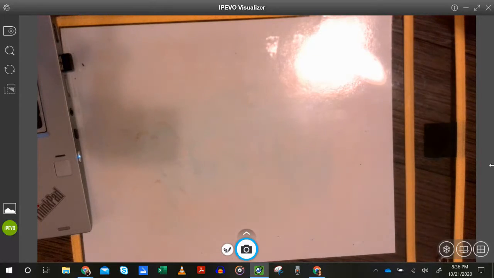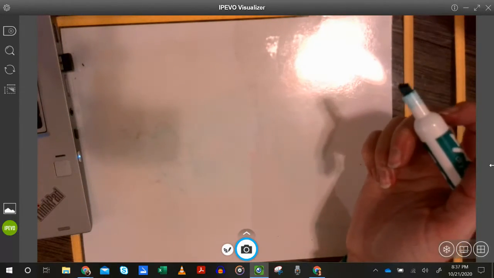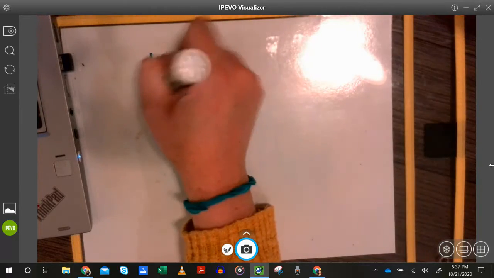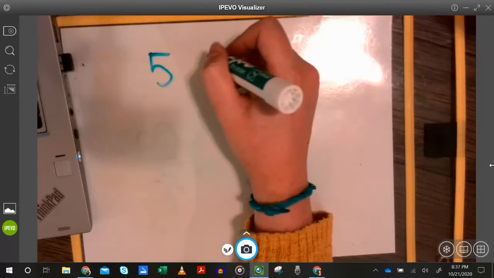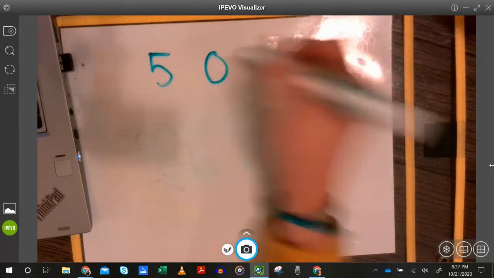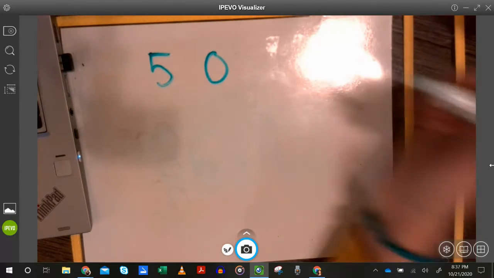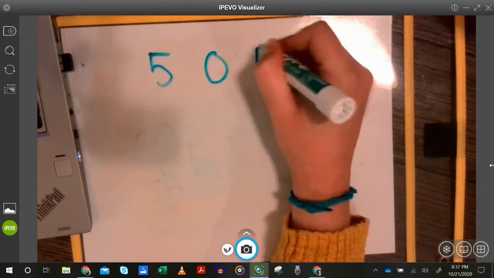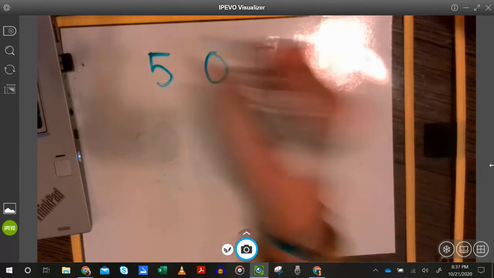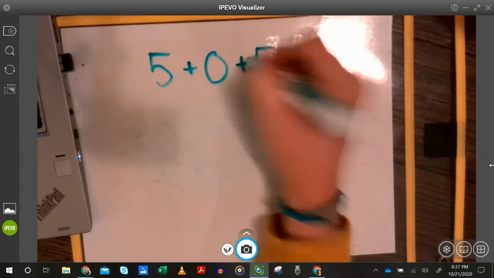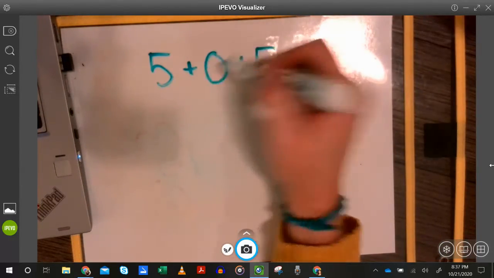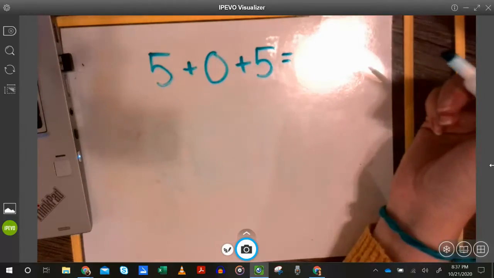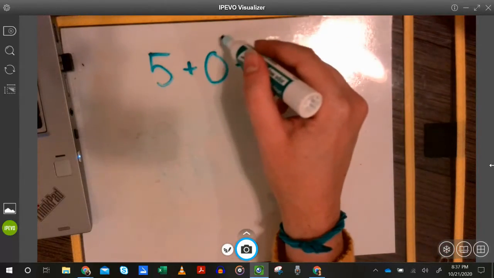Okay, let's do one more. We'll do this one together again. We have Ken put 5 marbles in the jar. Lou put 0 marbles in the jar. May put 5 more marbles in the jar. How many marbles are in the jar? Okay, what does that zero tell us? That zero tells us nothing, right?